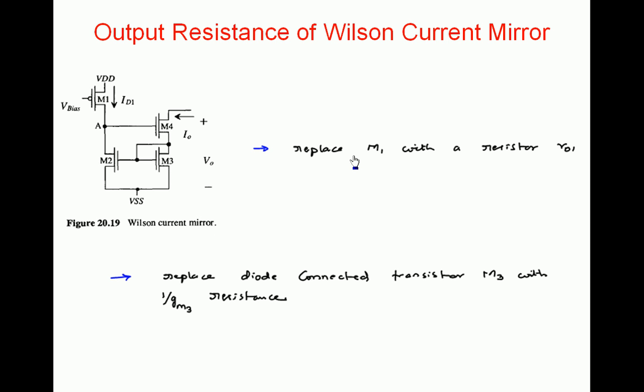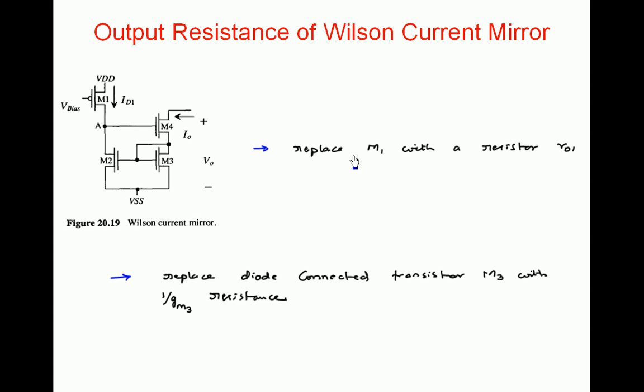Next, we will consider the output resistance of the Wilson current mirror. How to calculate the output resistance of the Wilson current mirror? As we know, every current mirror has three important parameters. One is the current ratio, output current to input current. The second is output resistance. The third is the minimum V0 required. Now we are coming to the output impedance of the Wilson current mirror.